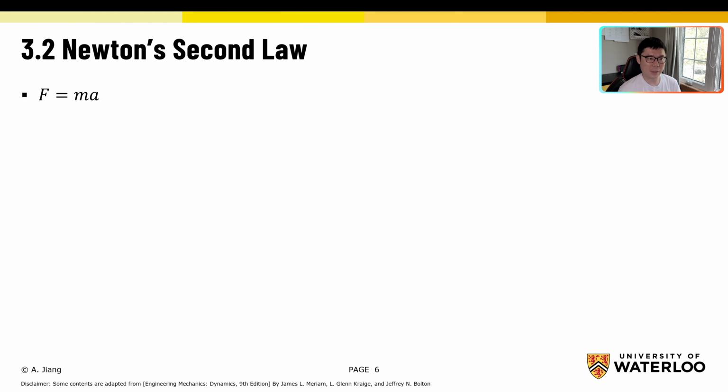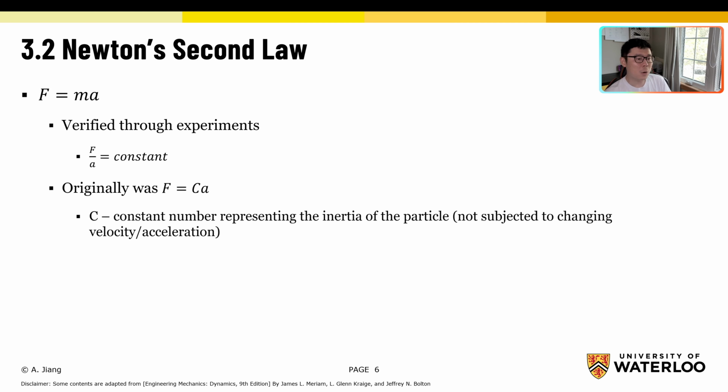All right, let's begin. As I said many times, Newton's second law, F equals ma, is the governing equation throughout this course. Just a little bit of background here. The F over A ratio has been verified through many experiments to confirm that the ratio is a constant for the same object. But before it was known that F over A is mass, the equation was originally F equals Ca, and the C is a constant number representing the inertia of the particle, not subject to changing velocity or acceleration. So the C part is not changing with anything. It's internal to that particle, to that object.